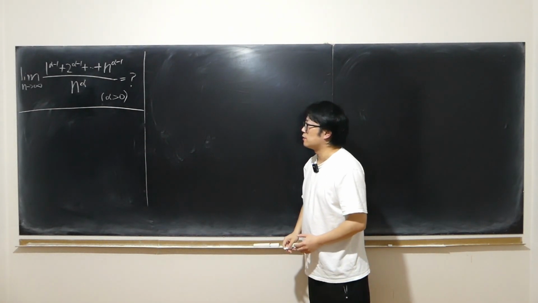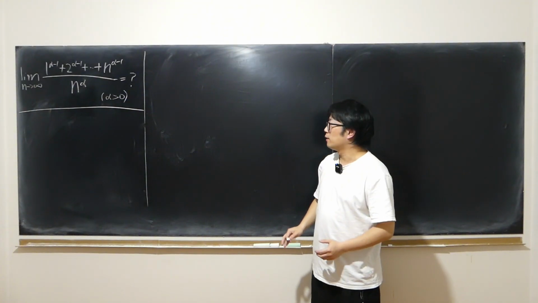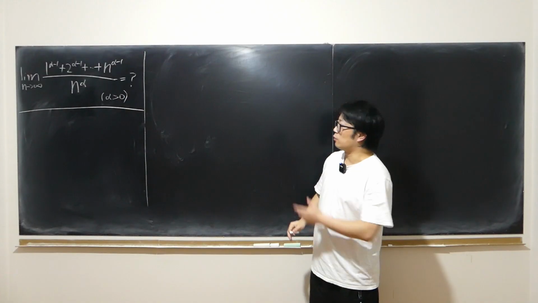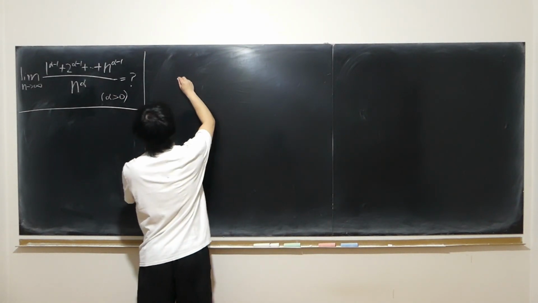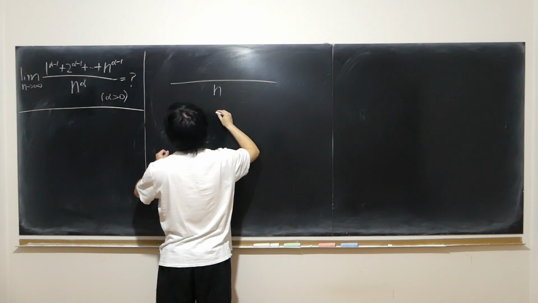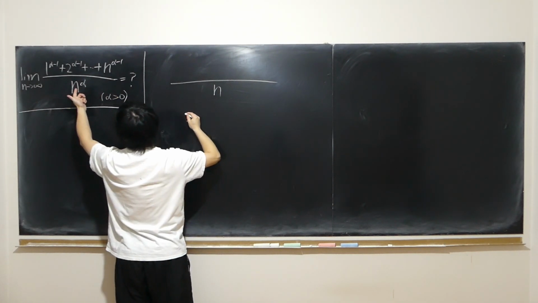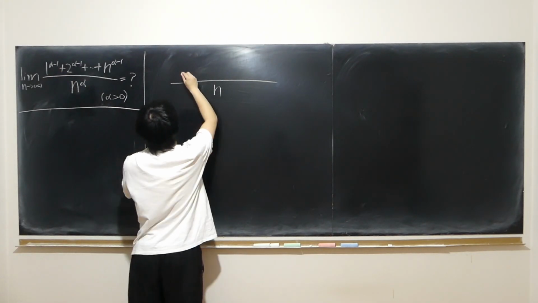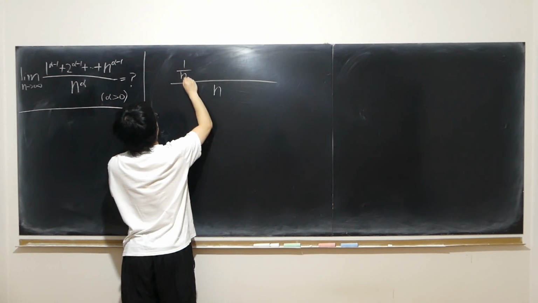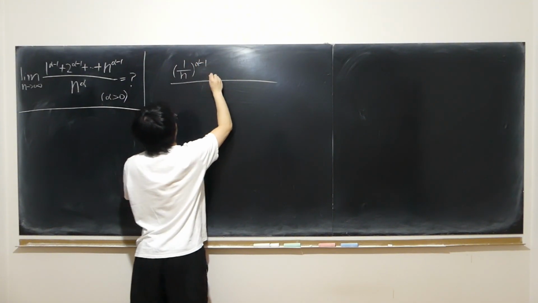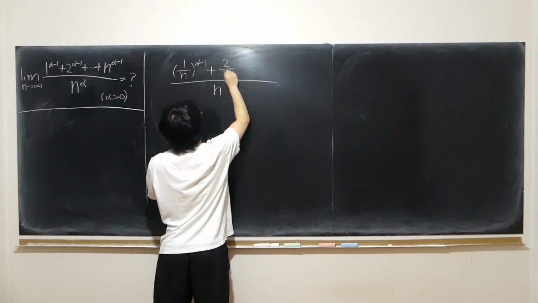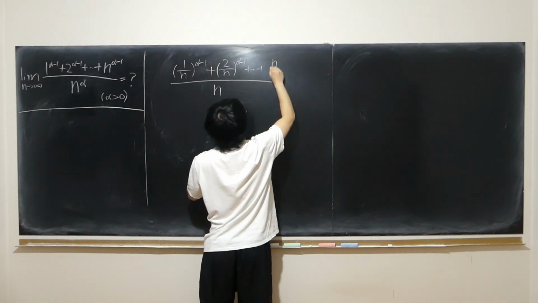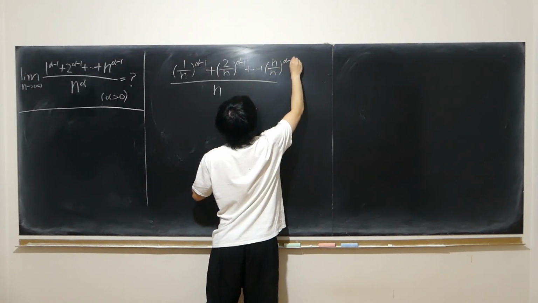So in this case, we'll just divide both the top and bottom by n to the power of alpha minus 1. Then we can have n at the bottom. So here we have exactly the same power, except we just have 1 over n to the power of alpha minus 1 plus 2 over n to the power of alpha minus 1 all the way to n over n to the power of alpha minus 1.